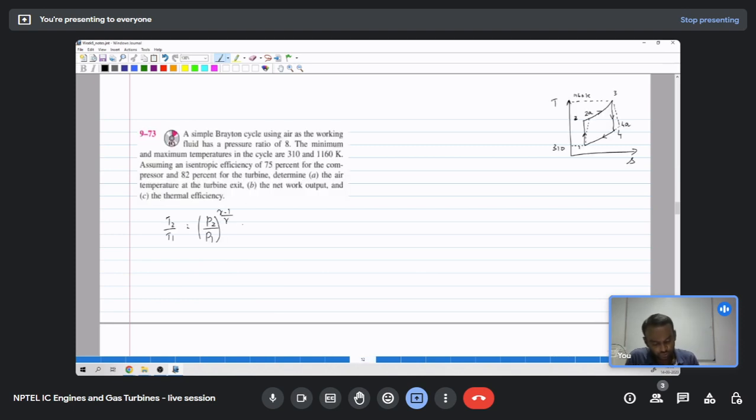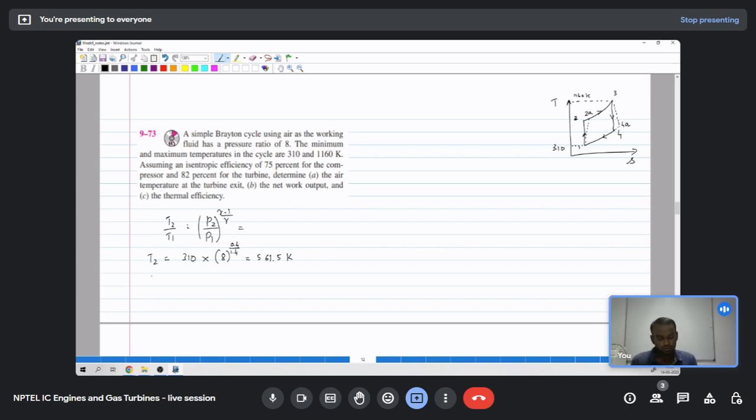So now T2 is equal to T1, which is known, 310, into the pressure ratio 8 power gamma minus 1 by gamma, that is 0.4 divided by 1.4. So this is 561.5 Kelvin.